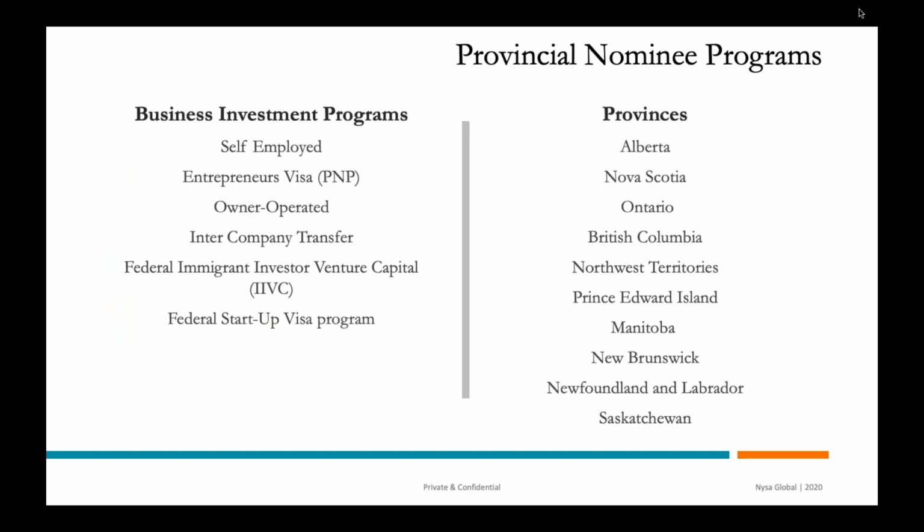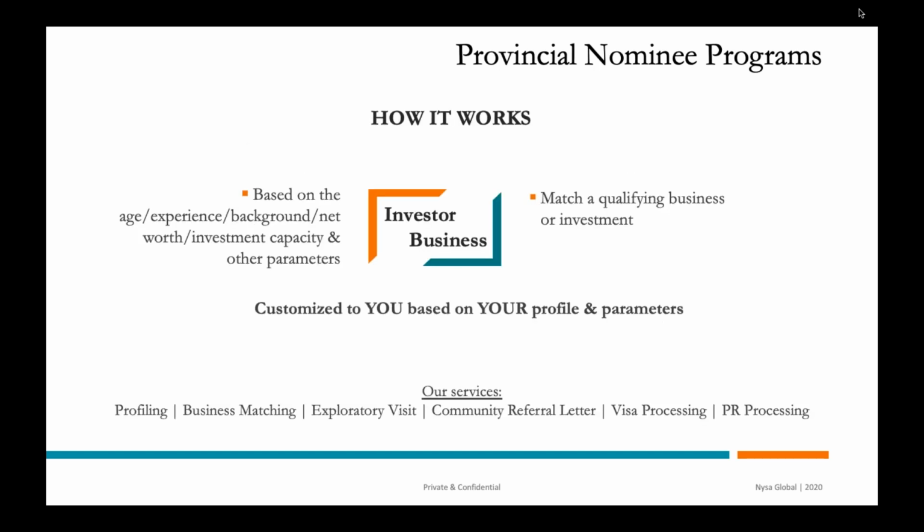The primary categories can be divided into self-employed, entrepreneurs, owner-operator, intercompany transfers, and 2 less popular but available categories, which are federal programs. Almost all the provinces offer a PNP business migration program. We again do a lot of our work in Ontario and British Columbia, which predominantly is the destination of choice for the Indian community. The Canadian business program is also a very customized solution.